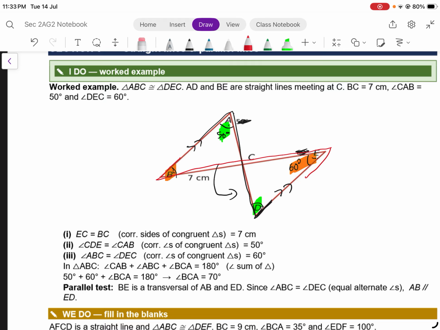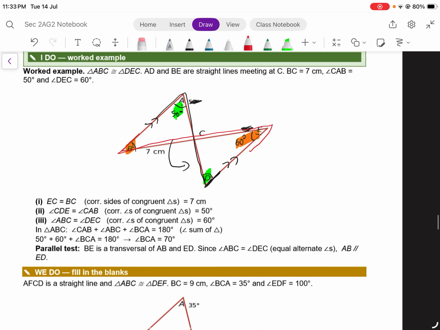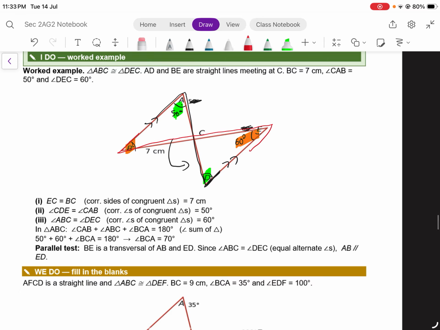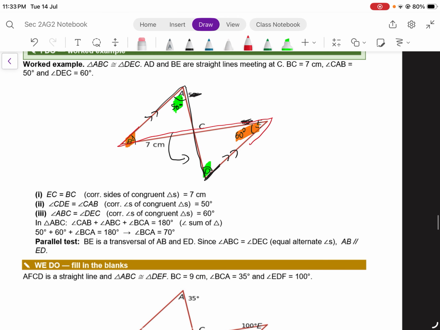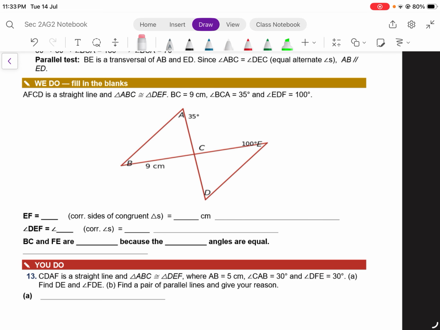Then sum of angles in ABC, these three angles equal to 180, these three angles equal to 180. So you can find what this angle is. Then these two angles are vertically opposite angles. So equal alternate angles, right? So AB is parallel to DC. All this just to prove that these two are parallel. Hopefully we move on to the next one.